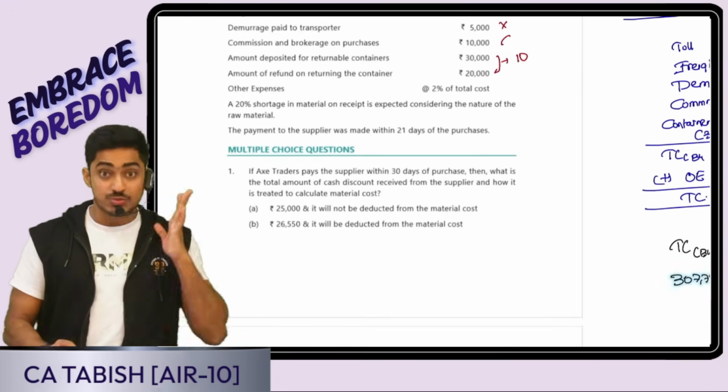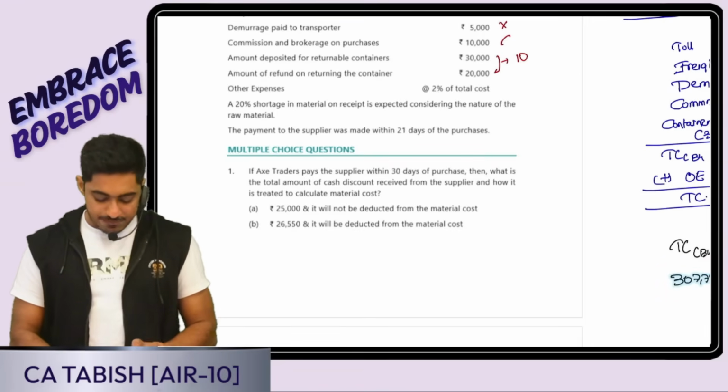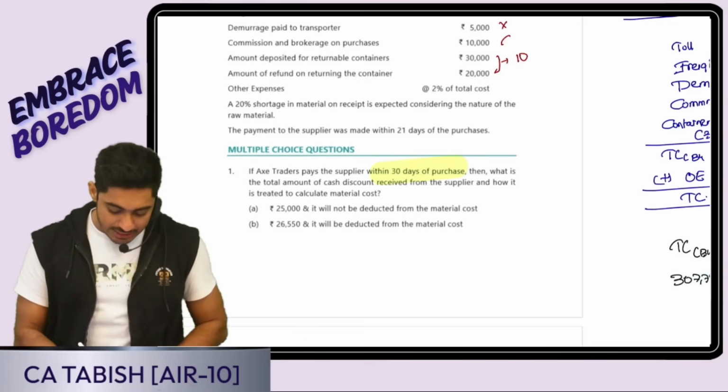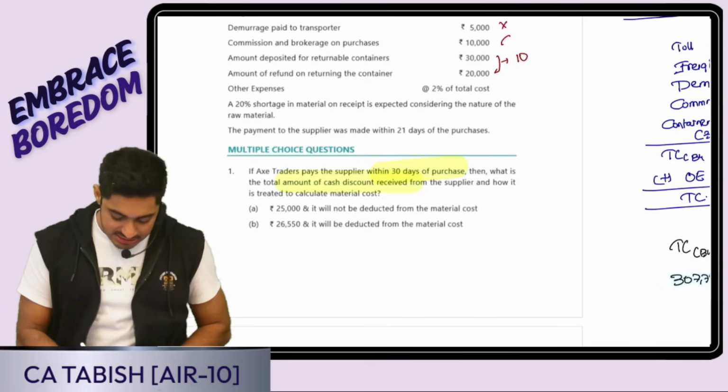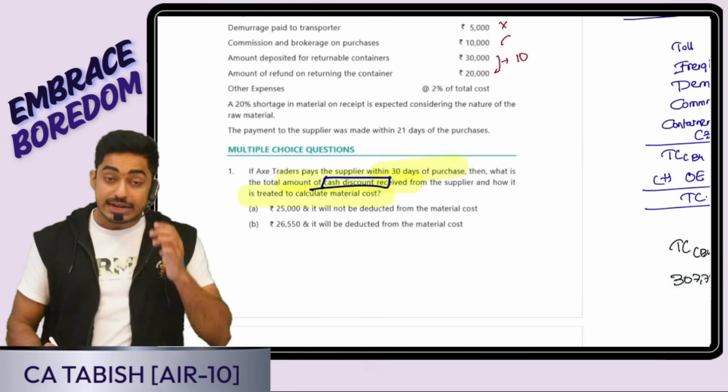Again, I'm presuming you guys would have read the question and tried it once by yourselves. So let me try reading. If X trader pays the supplier within 30 days of purchase, within 30 days I've made the payment, then what is the total amount of cash discount received? Somewhere cash discount is there. And how will it be treated to calculate material cost?